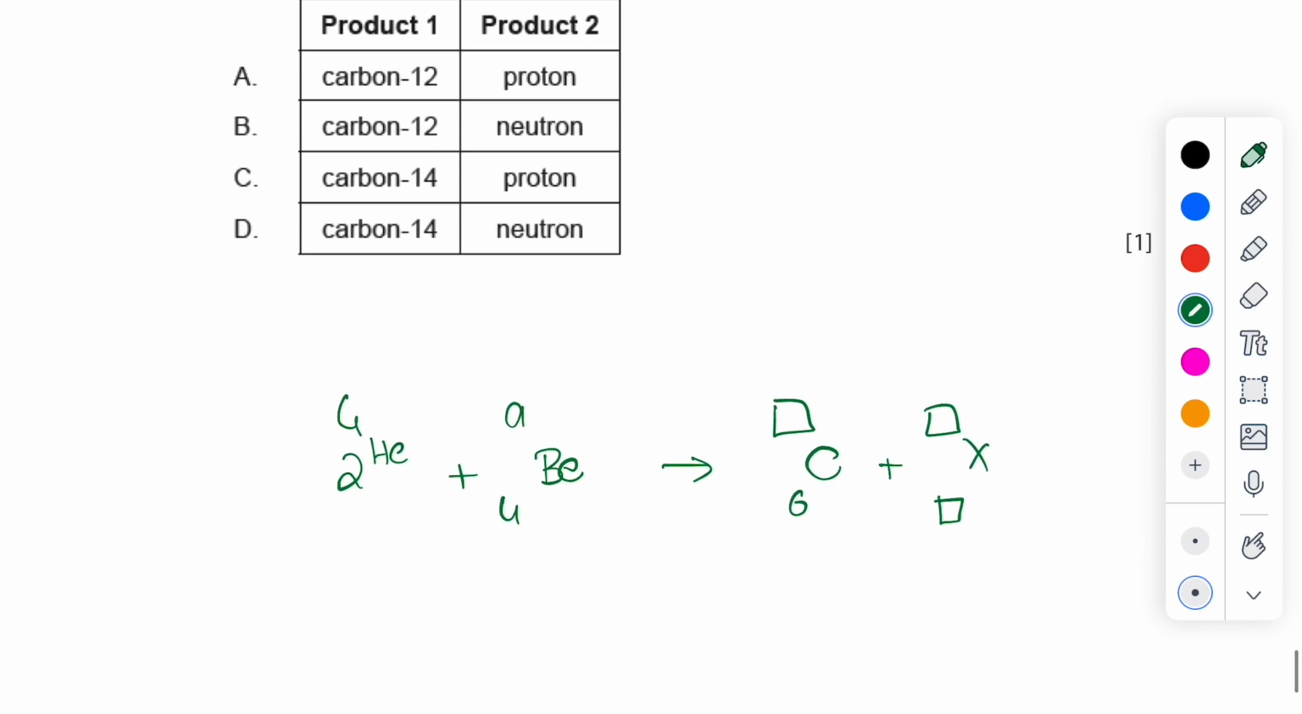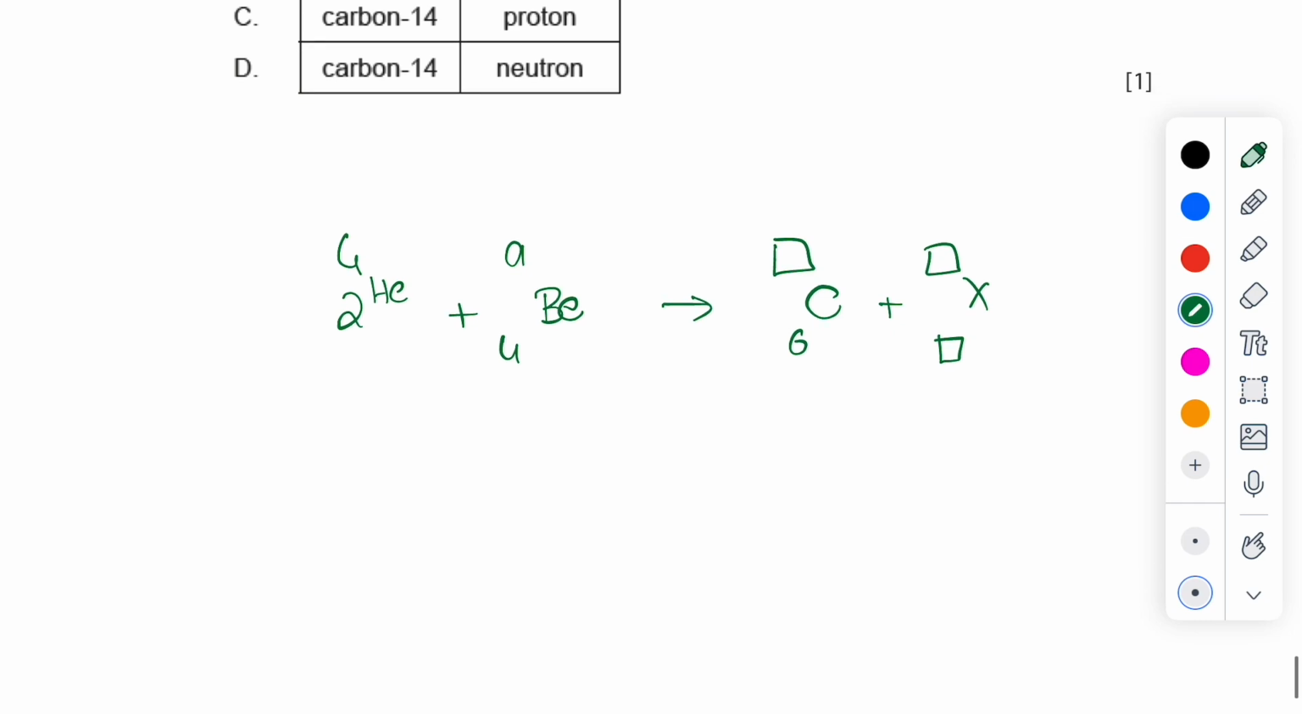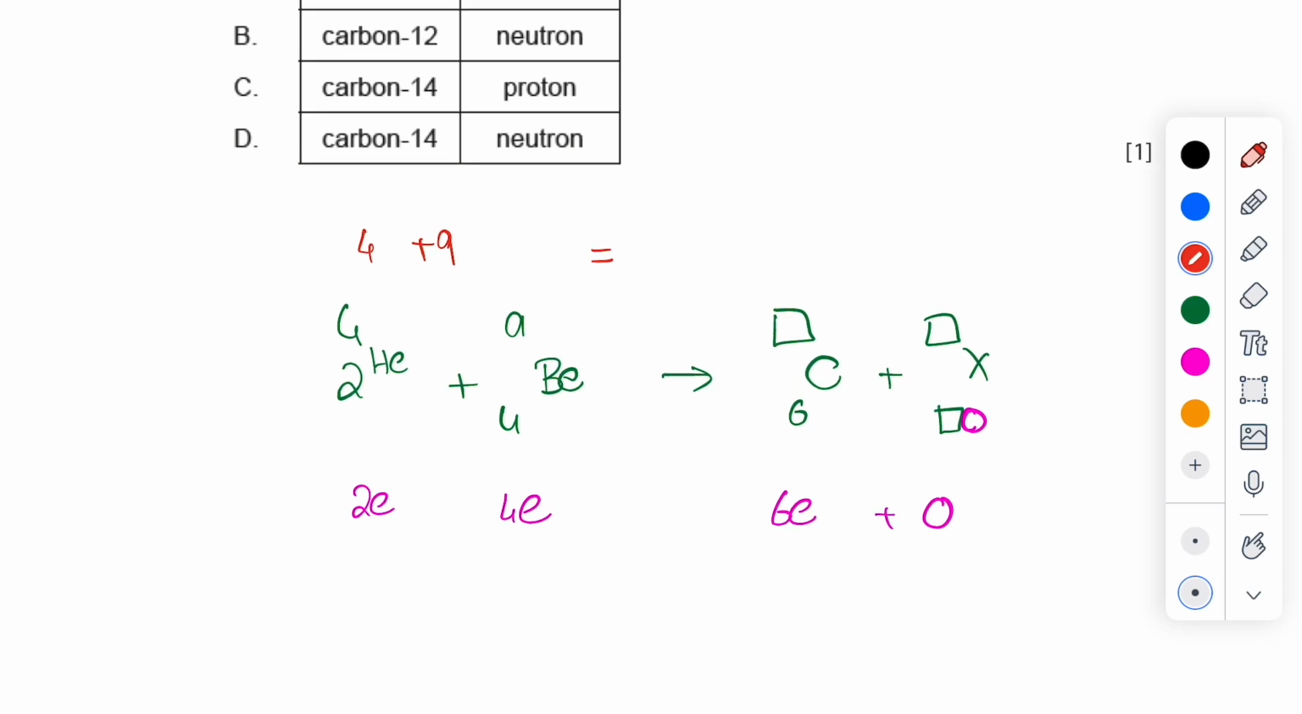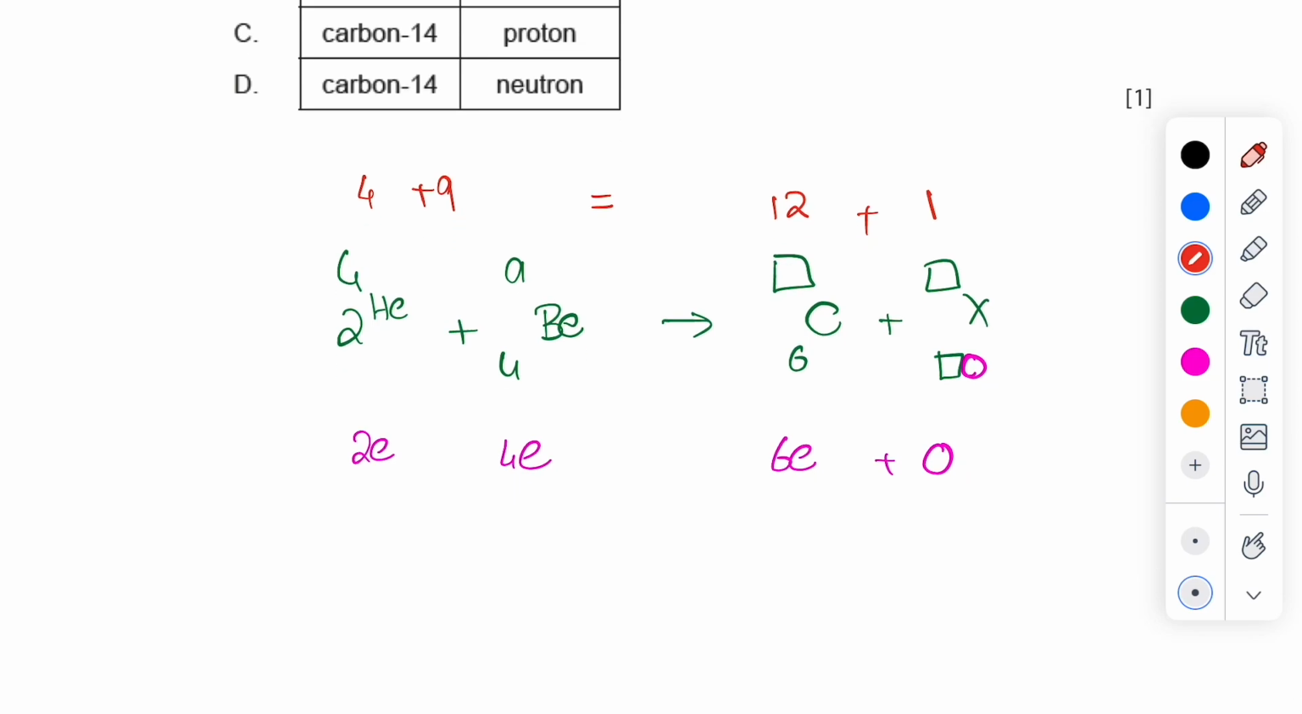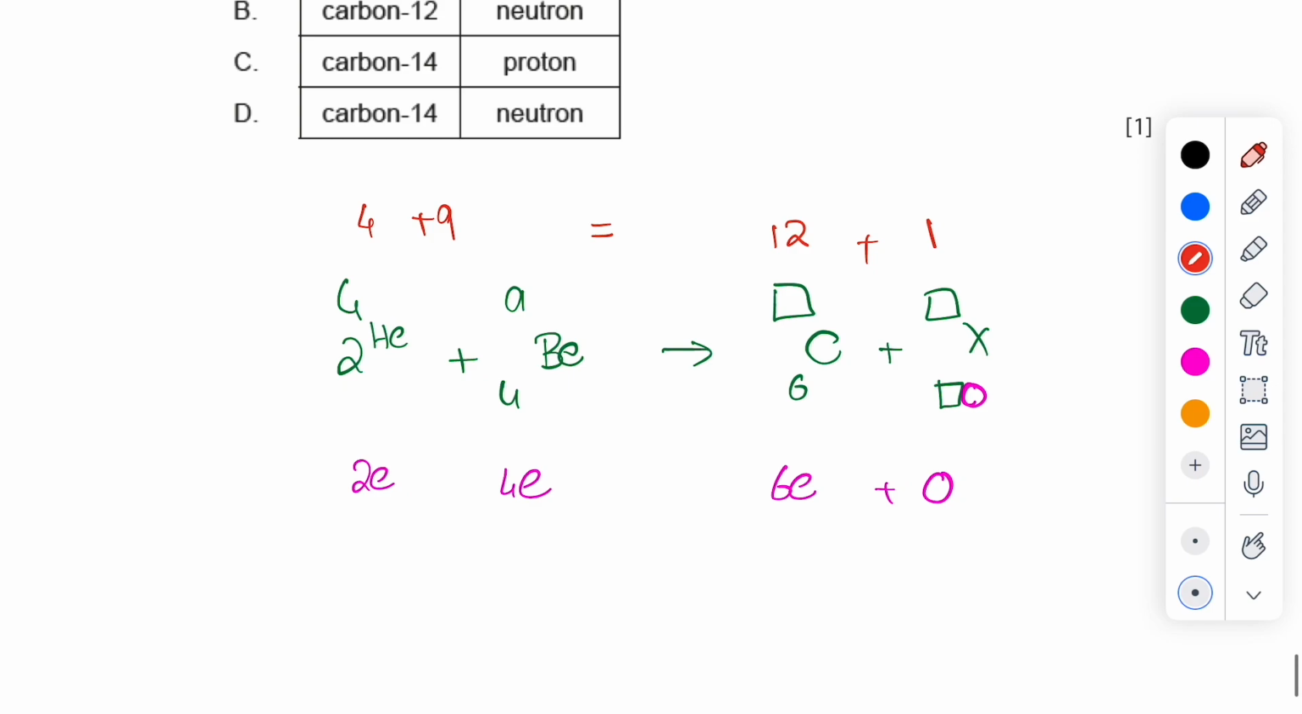So we know 4 plus 9. Conservation of charge: is it happening here? 2 and 4 give 6, plus 0, so this number has to be compulsorily 0. Now conservation of nucleon number: 4 plus 9 should be equal to 13, because it is an isotope of carbon. So it has to be 12, and 12 plus 1 is 13. Which is the correct option? Carbon 12 and a neutron. Therefore option B is going to be the answer.